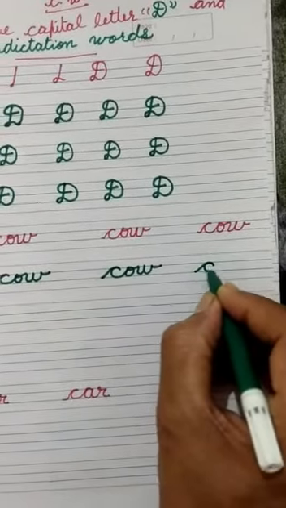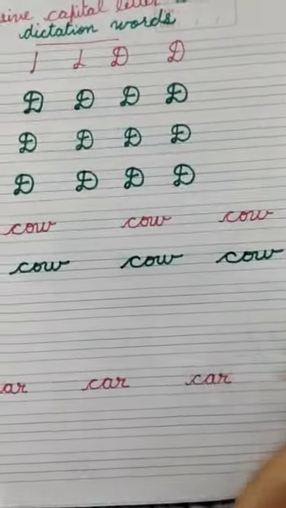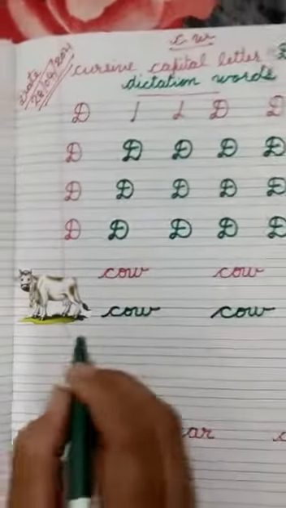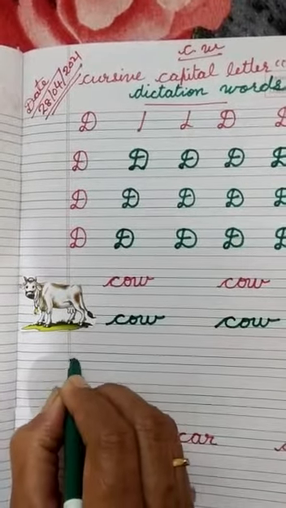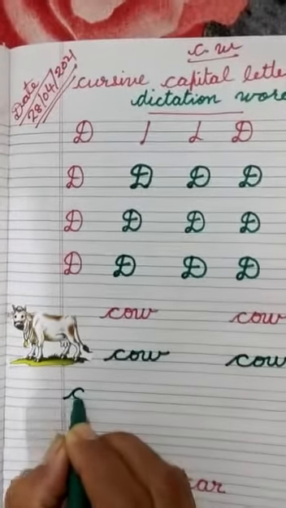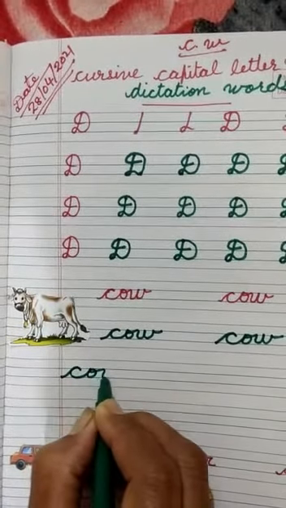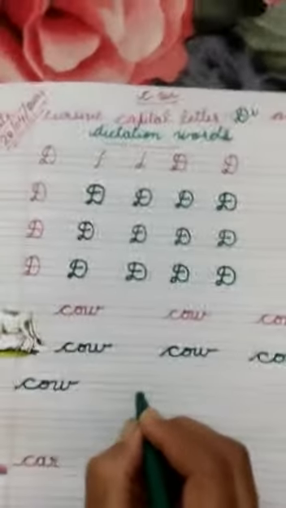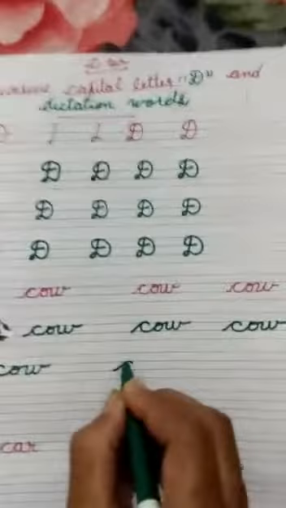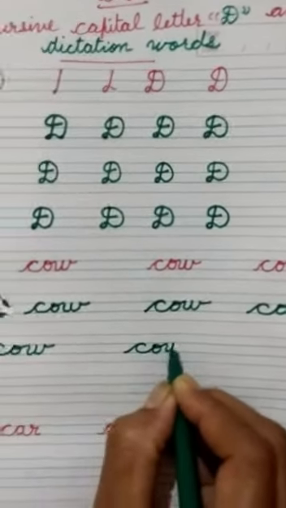C O W, cow. It has three letters. Put your pencil on the third line. Start by writing the letter C and joining the letter C with O and the finishing letter W. Cow. C O W, cow. Cow means gaay.